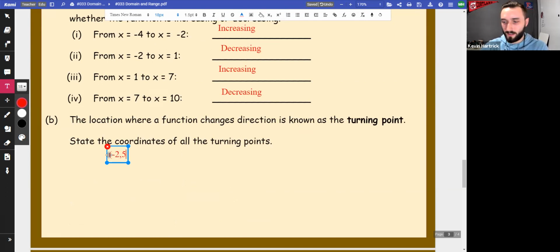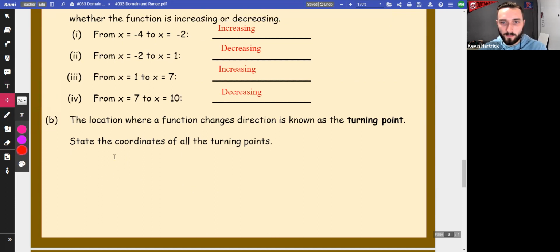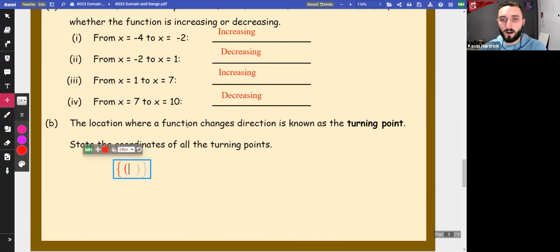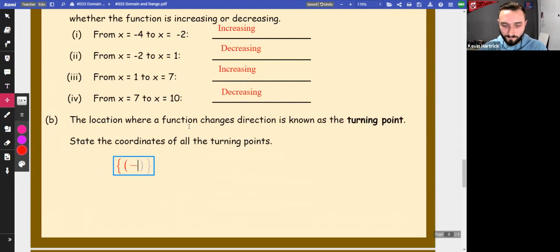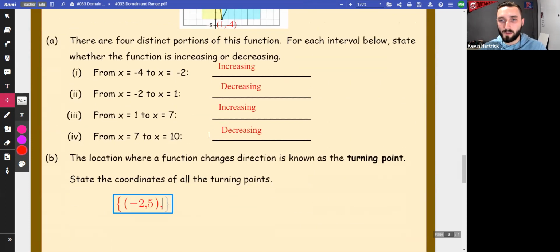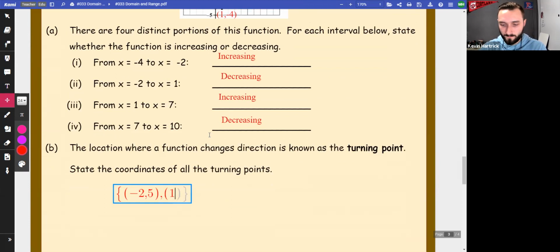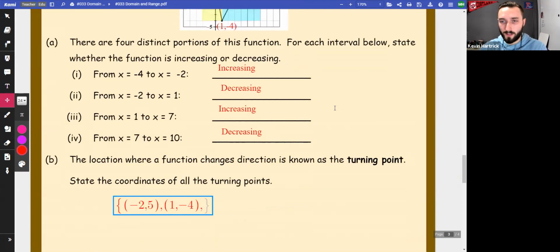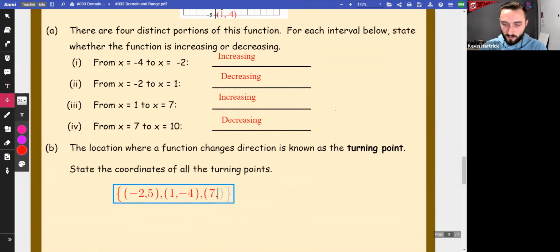Okay, and we're actually going to make this a set, a set of all turning points. Okay, so let's make this in set notation. Let's put our curly brackets. So all the turning points that are included are, what was it again? -2, 5. And the next turning point was 1, -4. And then the last turning point was 7, 8. So there were 3 turning points included in this set of turning points.